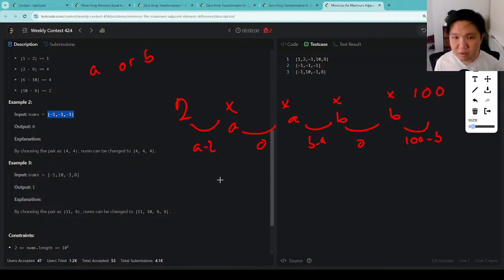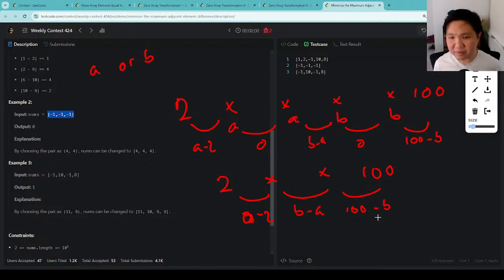It's going to be exactly the same: A minus 2, B minus A, 100 minus B. Whether there are 2 x's in between 2 numbers or a lot of x's, it doesn't matter, because if you look at the adjacent pairs, you try to minimize these 3 things. So you can ignore the other numbers, like 99, because they don't matter. You can't control them. You can only control this sequence of x's.